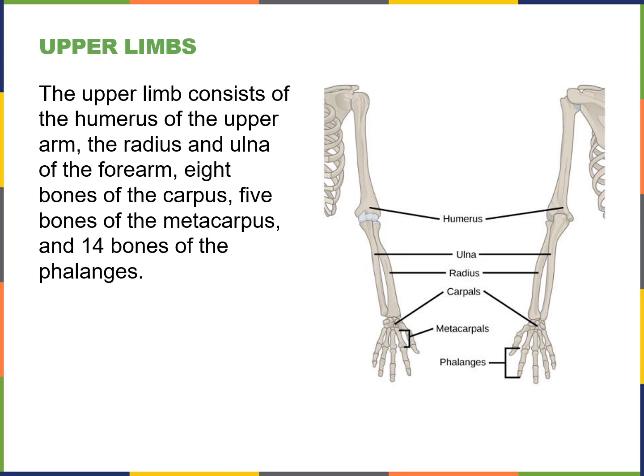Okay, so starting with the upper limbs, these consist of the humerus of the upper arm, which is the largest bone in the upper limbs. You also have the ulna of the forearm and the radius, which is on the thumb side. So when you're taking a pulse, you'll hear it called radial pulse if you're taking it from there. And then you have 8 bones of the carpus, which is getting into the hand, 5 bones of the metacarpus, and then 14 bones of the phalanges. The phalanges are basically your fingertips. You've got 3 phalanges on each digit, with only 2 on the thumb.